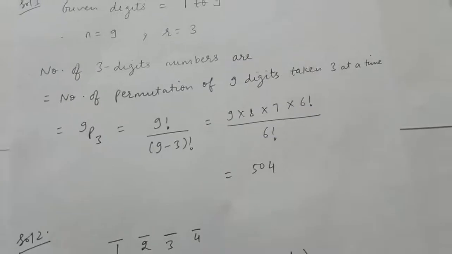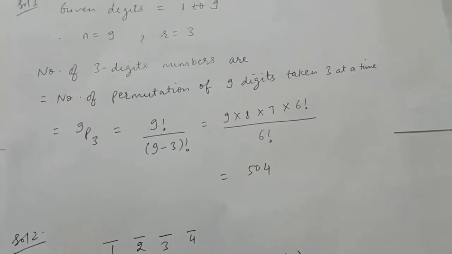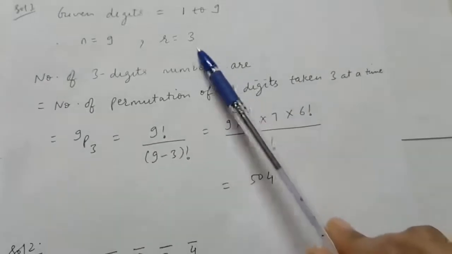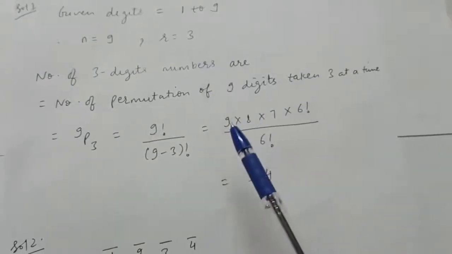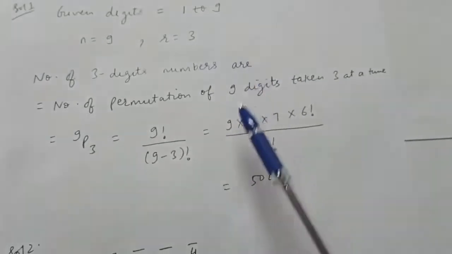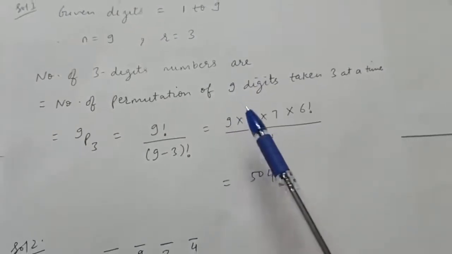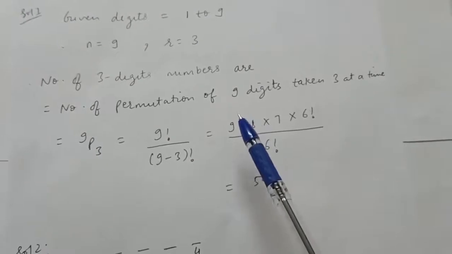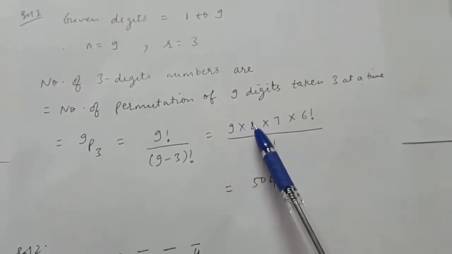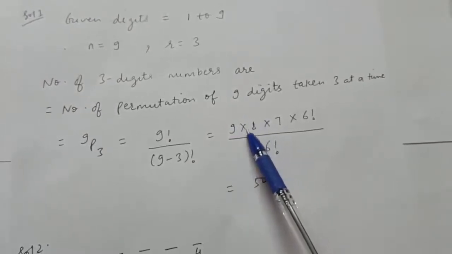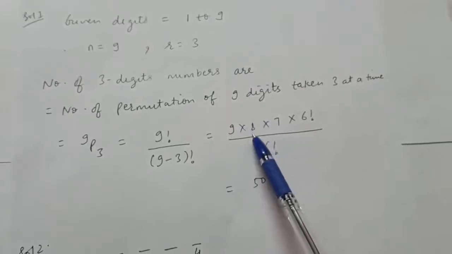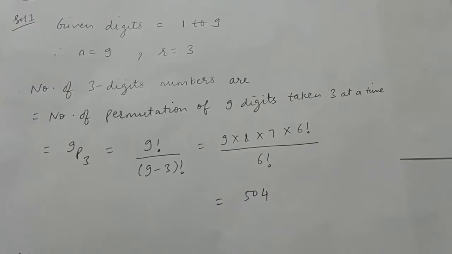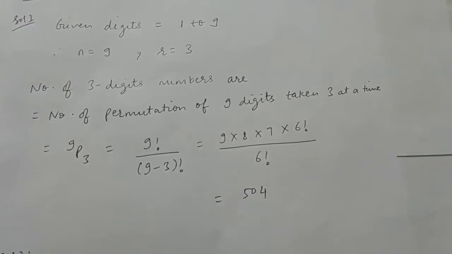Also, you can see if we do this question by the fundamental principle of counting, we have to make a 3-digit number. So for the first place we have all the 9 options, right? For the second place, because one option has been used at the first place and digits cannot be repeated, we will have 8 options, and for the third place 7 options. From the fundamental principle of counting also you will get the same answer, right?